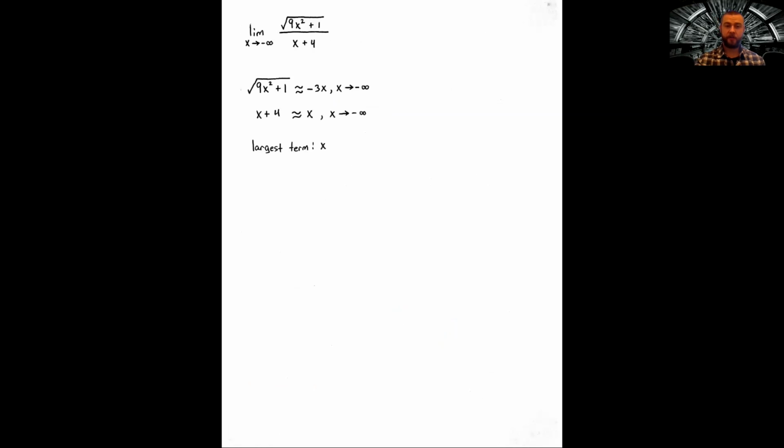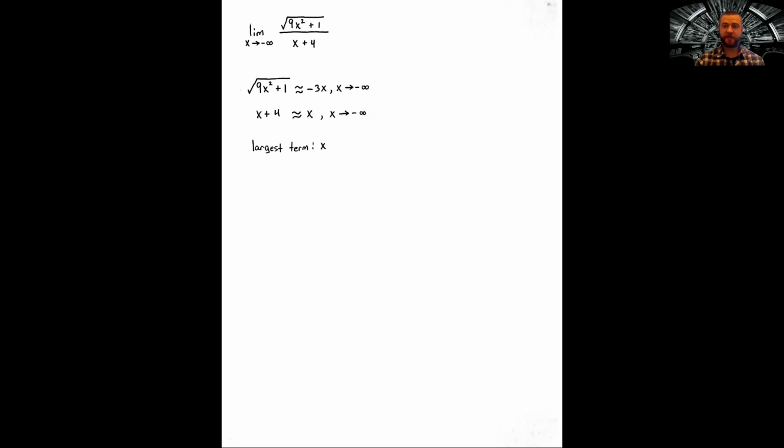Again, we're going to identify our largest terms. Now, the square root of 9x squared will simplify correctly to negative 3x. So we'll say our numerator behaves like negative 3x as x approaches negative infinity. Our denominator still behaves like x. Now that factor of negative 3 doesn't really make a difference. We'll just use the part containing x, what the true largest term is. Within your science courses, you might call that the largest term by order of magnitude.